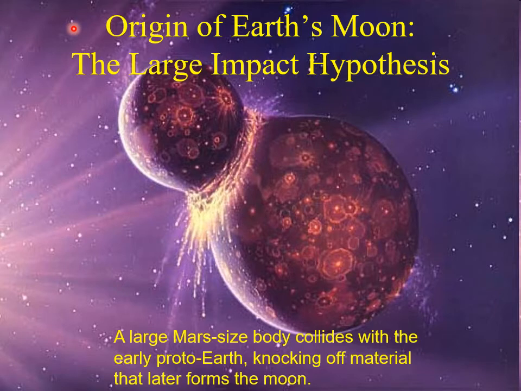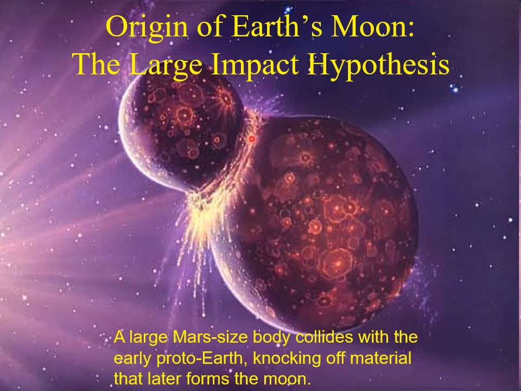So where did our moon come from? Well, there are several different hypotheses over the origin of our moon that have been proposed over the years. And we don't actually know for sure, but the evidence seems to support the idea that our moon formed as the result of a large impact with the Earth and another large Mars-sized planet early during the formation of our Earth.